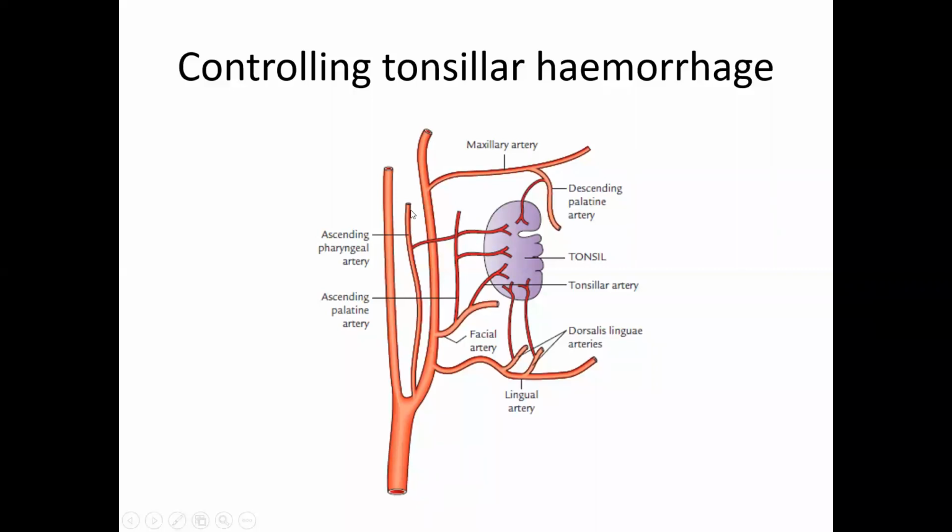The ascending pharyngeal artery gives a branch, and a branch of the maxillary artery, the descending palatine artery, gives a branch to the tonsils. So 5 of these arteries supply the tonsils from the lateral side. All of them pierce the superior constrictor to enter the tonsillar bed. So when tonsillectomy is done, you can't go and ligate 5 vessels separately. What you're doing is a guillotine amputation of the tonsil. The entire tonsil is plucked out from its bed, and then these 5 arteries are prevented from bleeding.